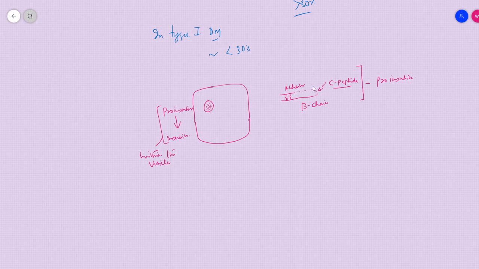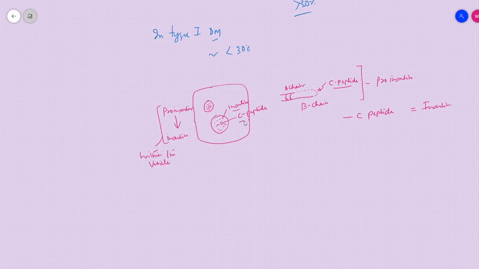We said pro-insulin is converted to insulin within the vesicle. So in the vesicle, what happens? From the pro-insulin, the C-peptide is removed and that gives insulin. Okay. So each vesicle would contain insulin, it would contain C-peptide, okay, and various other cellular components, cellular metabolites, okay.